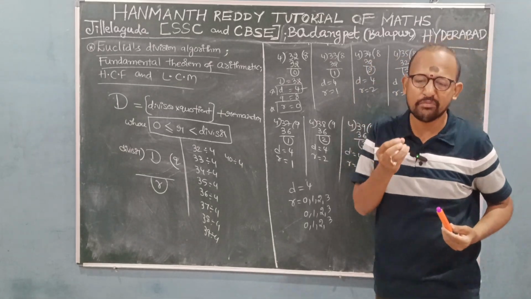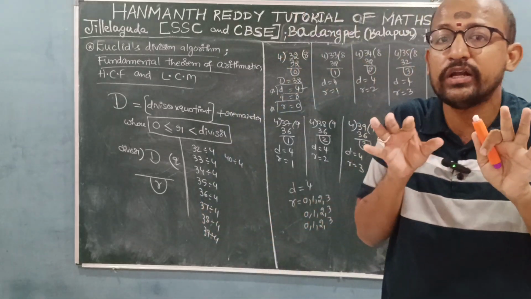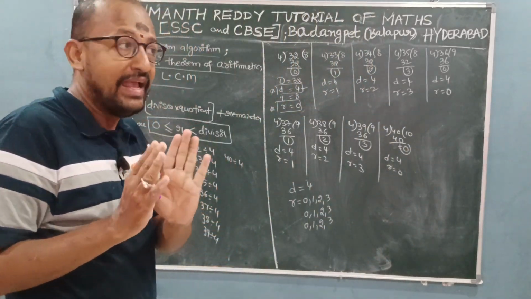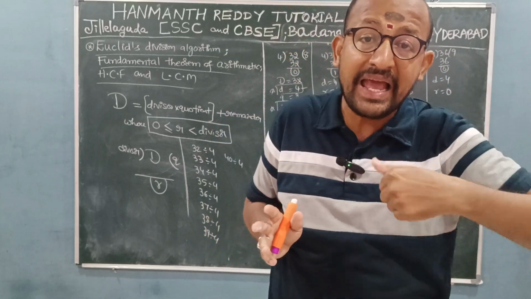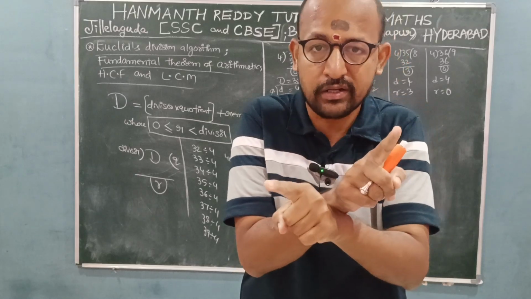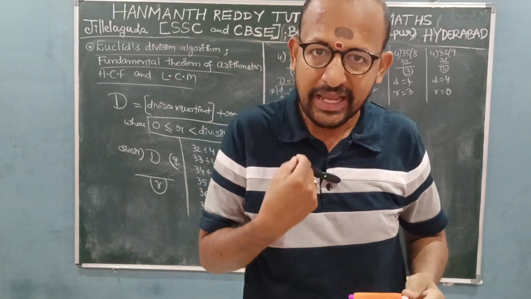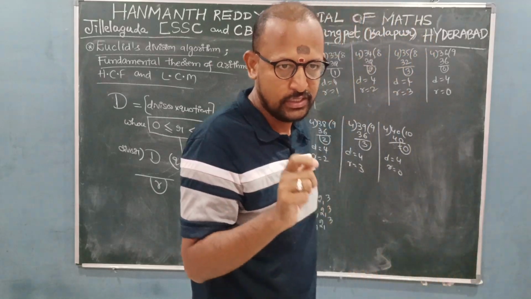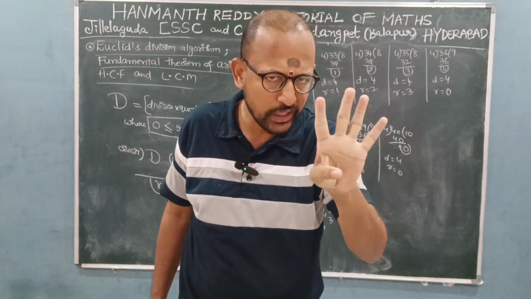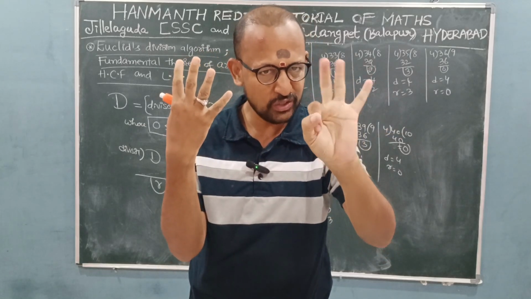The minimum remainder can be 0. We can't say exactly how much the remainder is, because it depends on the dividend. I can't say the quotient exactly, but I can say what the possible remainders are, because the quotient depends on the dividend and also the divisor, but the remainder only depends on the divisor. If the divisor is 4, the possible remainders are 0, 1, 2, 3.